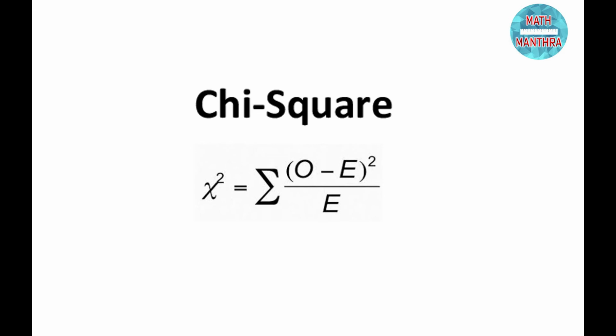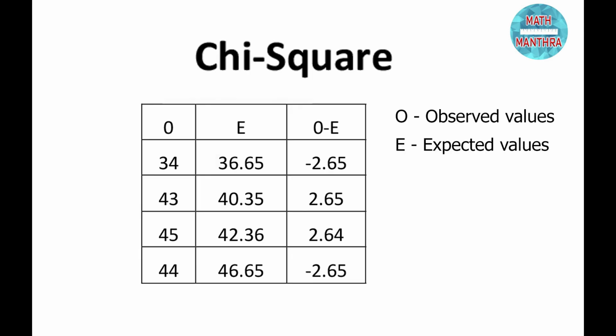So (O minus E) the whole square by E we have to find out for each of the values from the table, and then we add up to find the required answer. So frame the table. O values mean observed values, E values expected values. Take the difference, O minus E, for each of the O and E values. For the first values, 34 and 36.65, taking the difference, what we get here is negative 2.65. In the same manner, we find O minus E for the rest of the three values in the table.